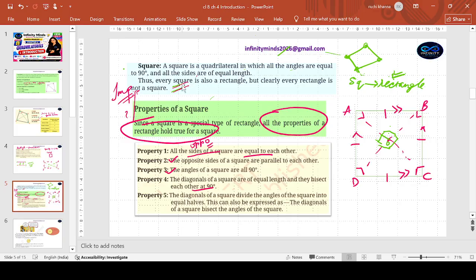Try to understand this fact, children. Every square is also a rectangle. For something to be a rectangle, it has to satisfy fewer conditions than for something to be a square. Rectangle conditions will come earlier than square. All properties of a rectangle will hold true for a square, but not vice versa.